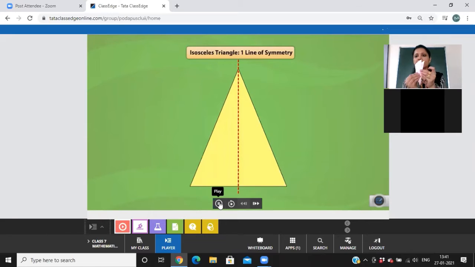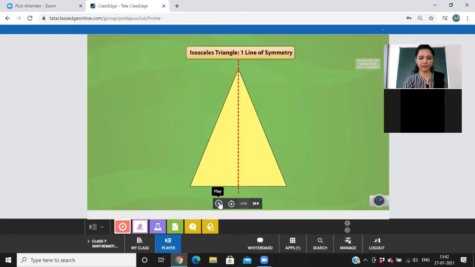See, one part is coming out. Are they overlapping? No, ma'am, they are not overlapping. Similarly, when you try to fold it along the line from this vertex, again you will see that one part of the triangle is coming out. So that means an isosceles triangle has only one line of symmetry, which is vertical. Clear?